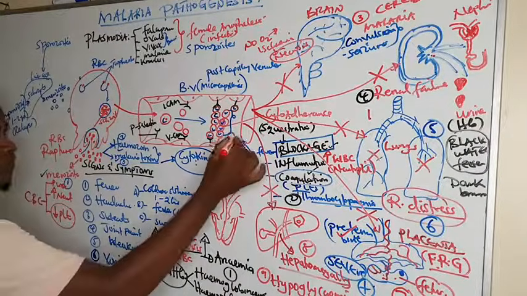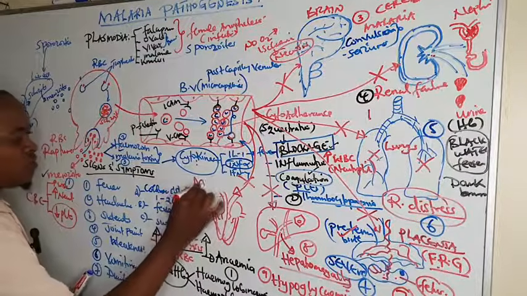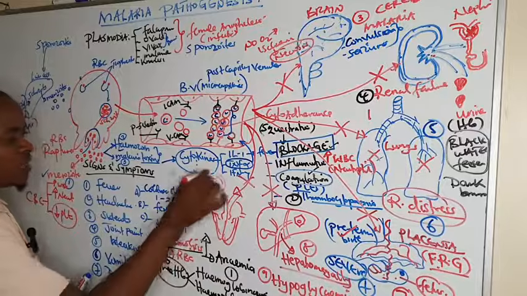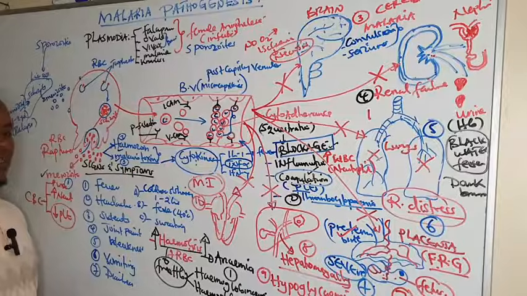And what if the blood vessel supplying the heart is the one blocked? It can result into what we call myocardial infarction. That is the heart attack, which is the 10th complication in malaria.